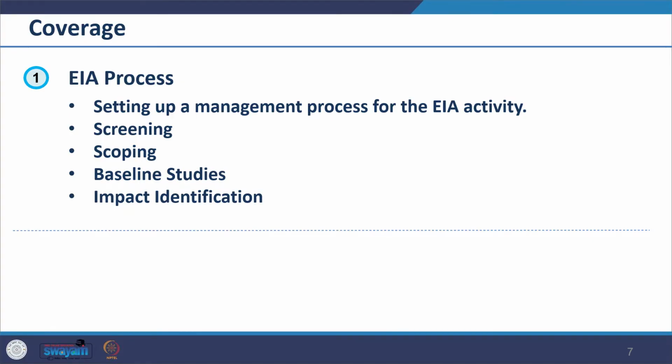So today we are going to look at the initial stage and how this has to be taken care of. Accordingly, our coverage would include, in the EIA process, the initial stage, where we'll look at the aspect of management, the screening process, the scoping process, the baseline study, and then the initial impact identification. So we're going to look at the first box of the diagram which we saw.